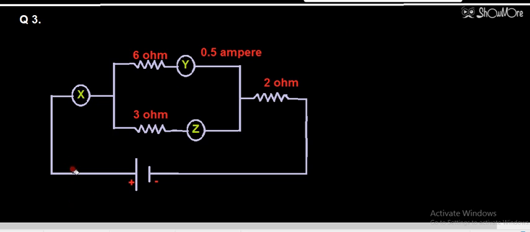Let's suppose some current is coming from the battery, that is current I. Current I is coming from the battery. The same current I will flow through this device X. Then from this point onwards, the current will be divided into two parts.